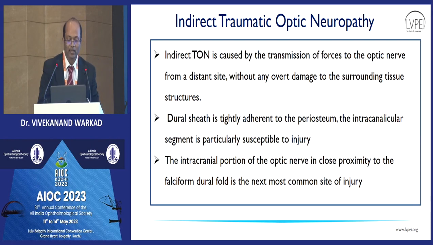So what is indirect TRON? Basically, it is caused by the transmission of forces to the optic nerve from a distant site without any overt damage to the surrounding tissue structure, which is very important to understand. The dural sheath is tightly adherent to the periosteum, and the intracanalicular segment is particularly susceptible to injury. The intracanalicular portion of the optic nerve is in close proximity to the falciform dural fold, and that is the next most common site of injury leading to TRON, especially in brain injuries.